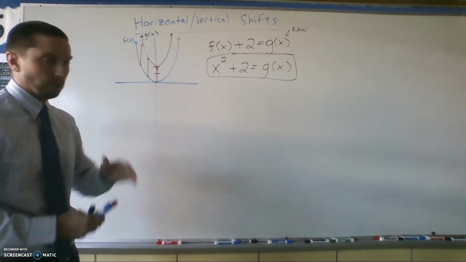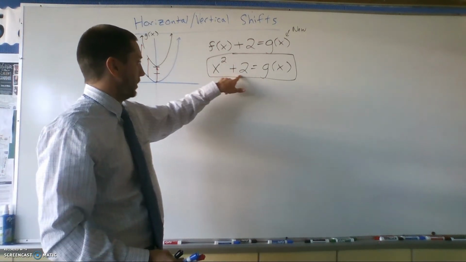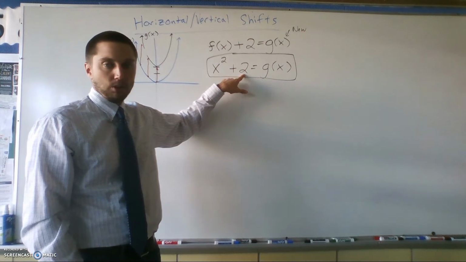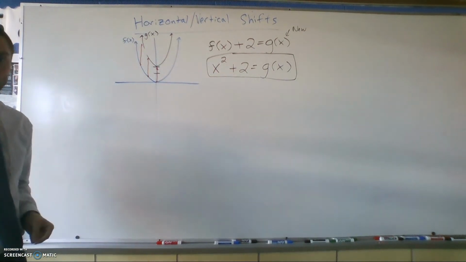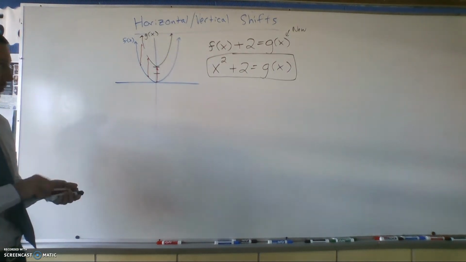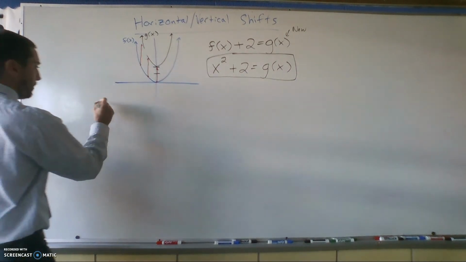Okay? And that'll hold true for any parent function. If you want to shift that function up or down, all you're going to do is take your parent function and just add a value onto the back. If I want to go up, I'll add. If I want to go down, I'll subtract. All right, so that's our vertical shift. And we'll kind of summarize that here in a little bit.